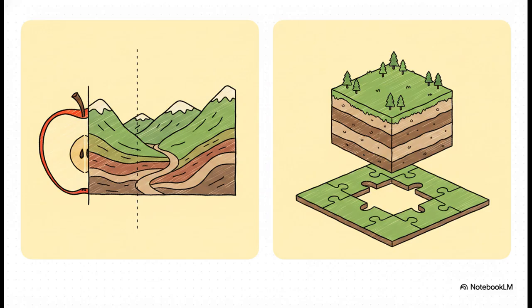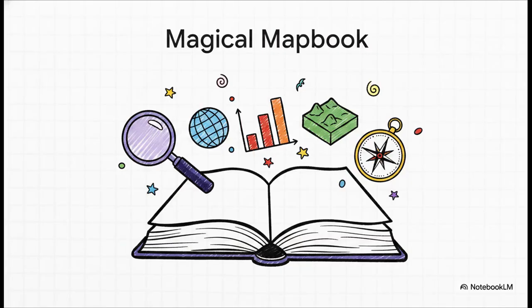The second type is a block diagram, and this is even cooler. A block diagram is like taking that same huge knife and cutting a giant 3D chunk of land right out of the countryside, almost like pulling a piece out of a jigsaw puzzle, so you can see the top and the sides all at once.